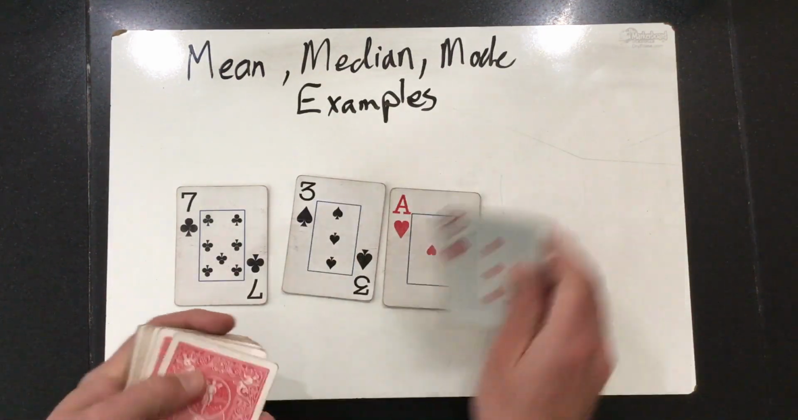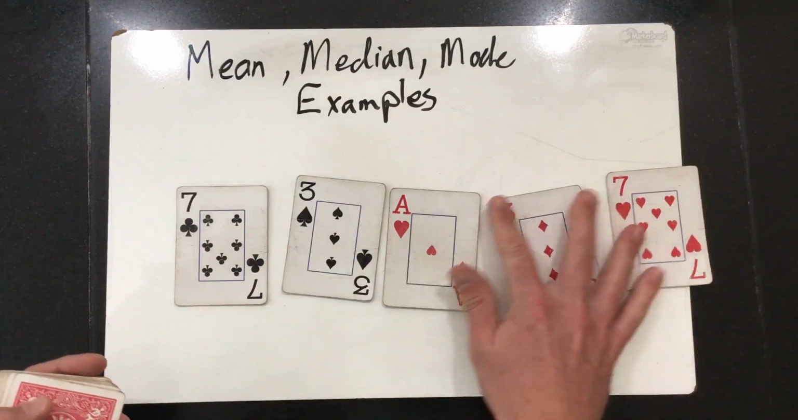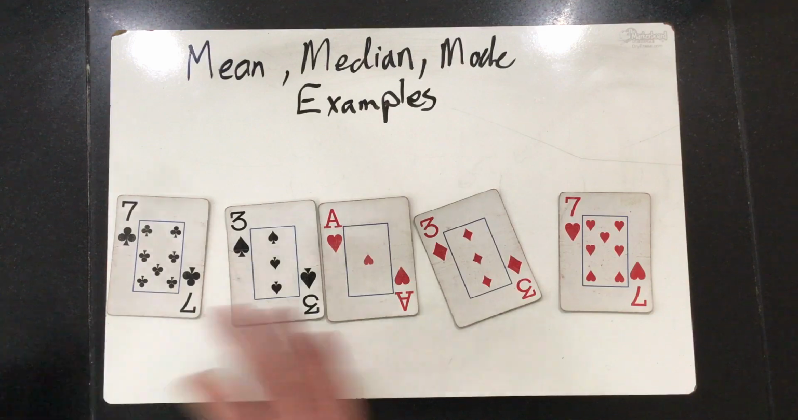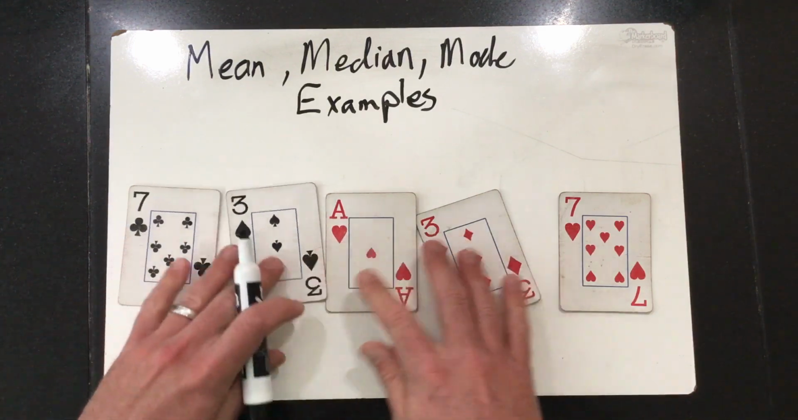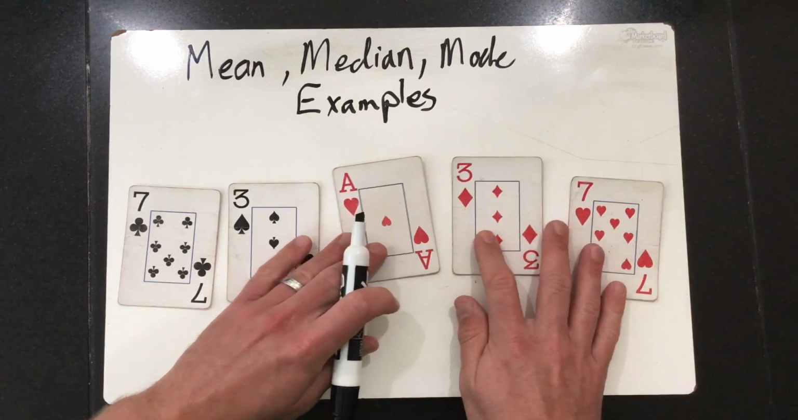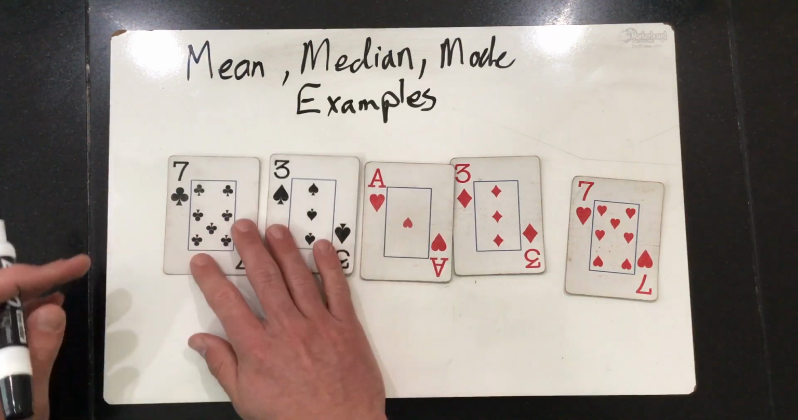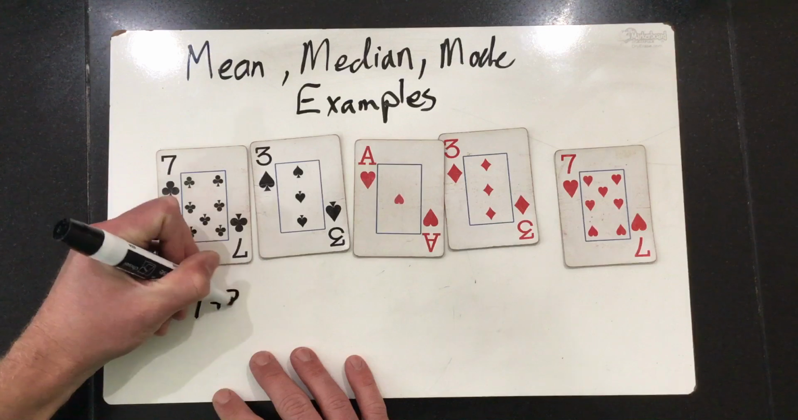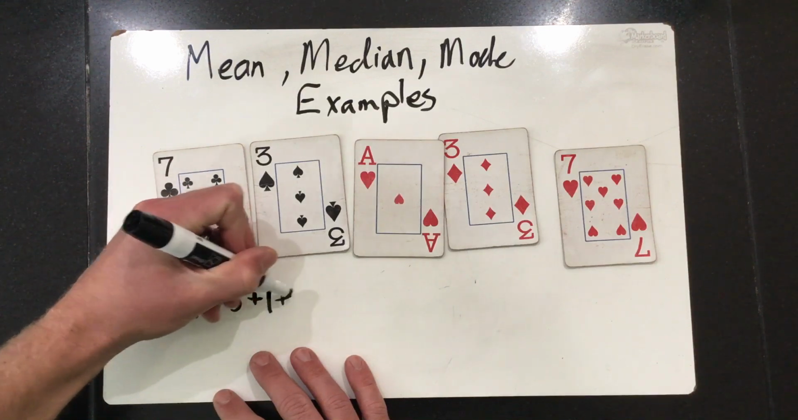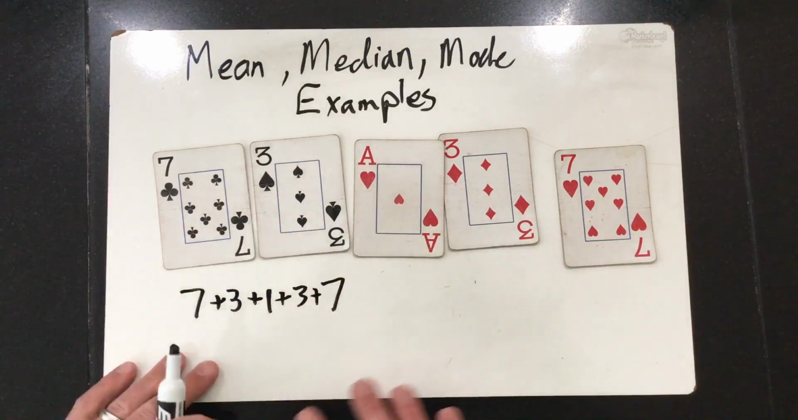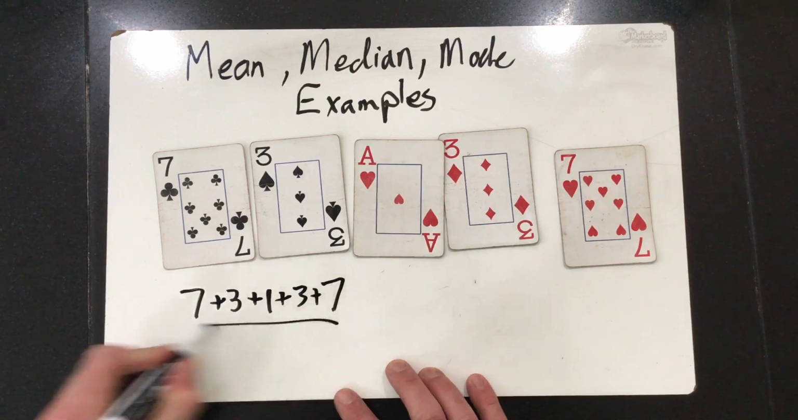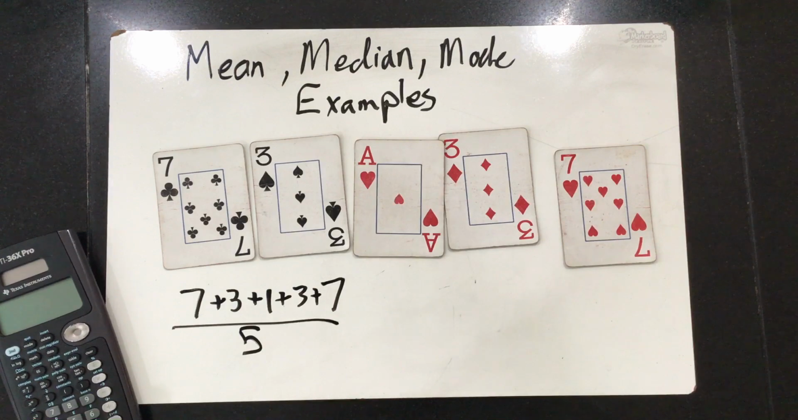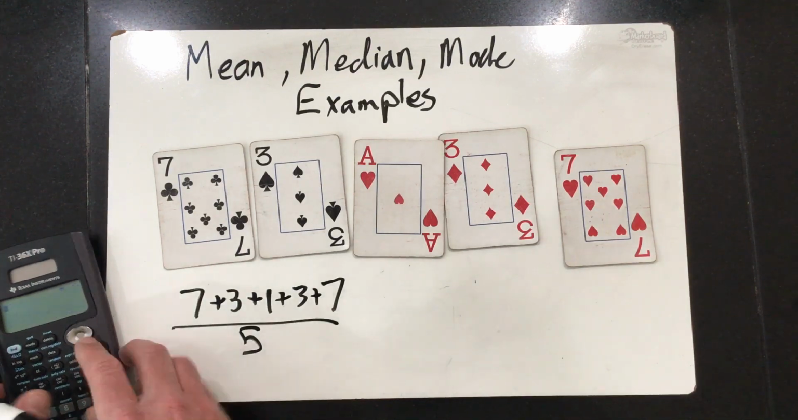So, for example, let's take 5 numbers like this that I just drew at random and see what we end up getting. For the mean, we need to find the average of all of these numbers. So for the average, we will go 7 plus 3 plus 1 plus 3 plus 7. And since there's 5 of these, we are going to divide this by 5.